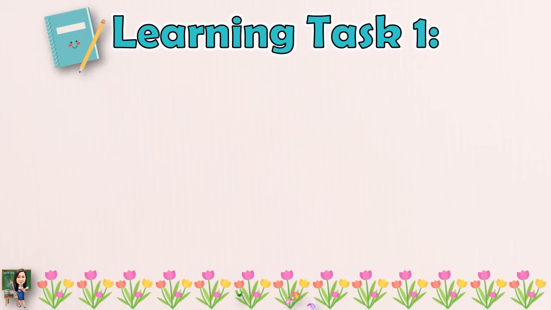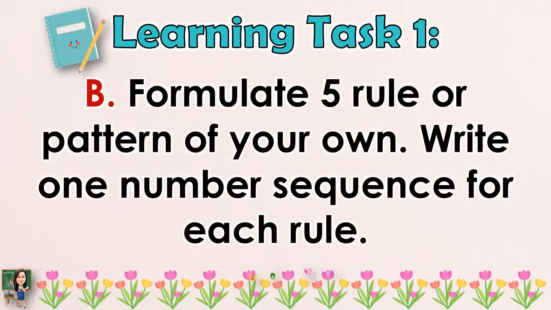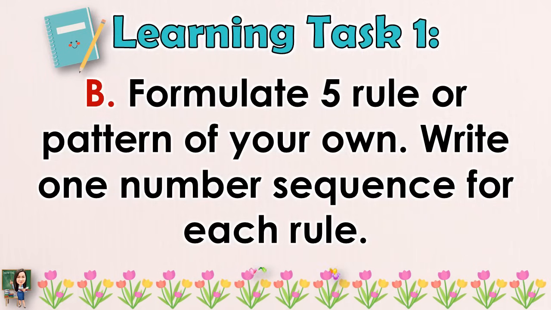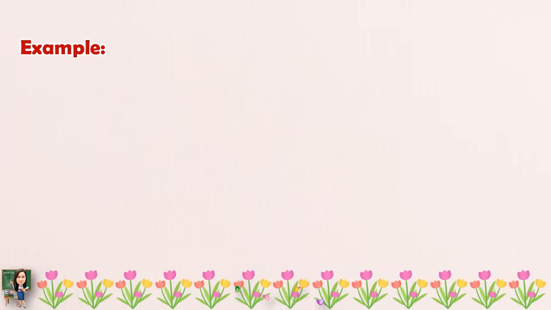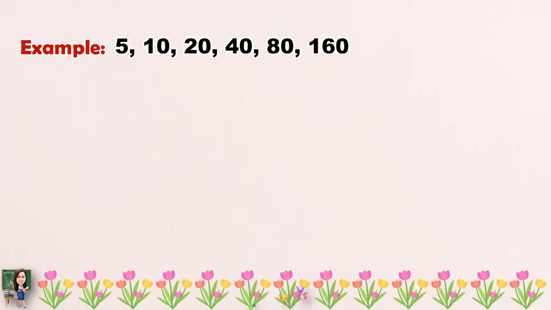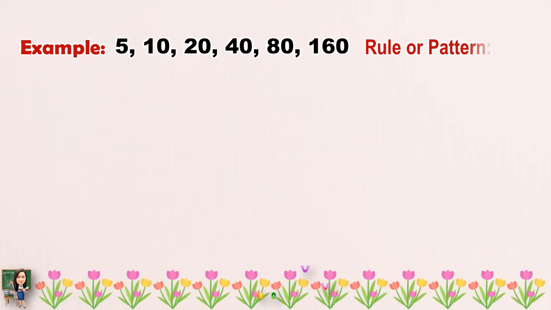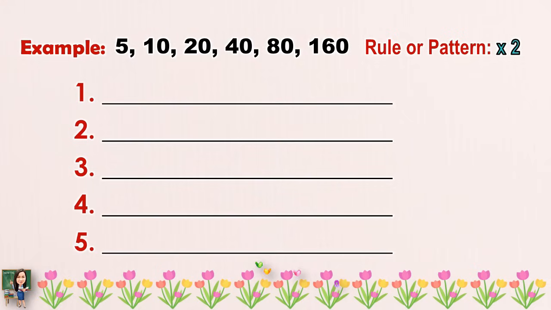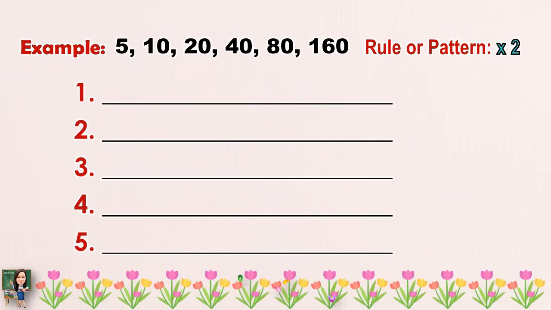For letter B, Learning Task 1, formulate 5 rules or patterns of your own. Write one number sequence for each rule. For example, 5, 10, 20, 40, 80, 160. The rule or pattern is multiply by 2 or times 2. Now, make your own pattern and write the rule.